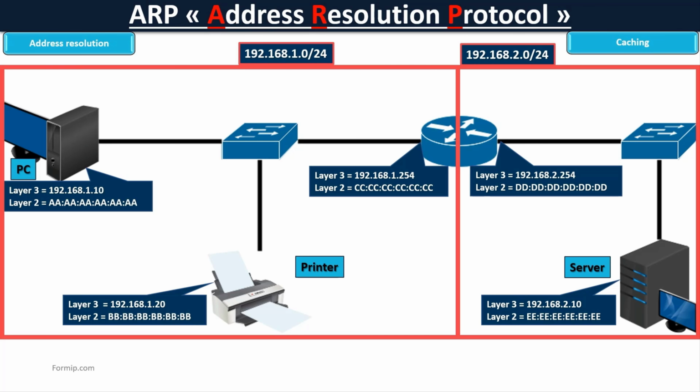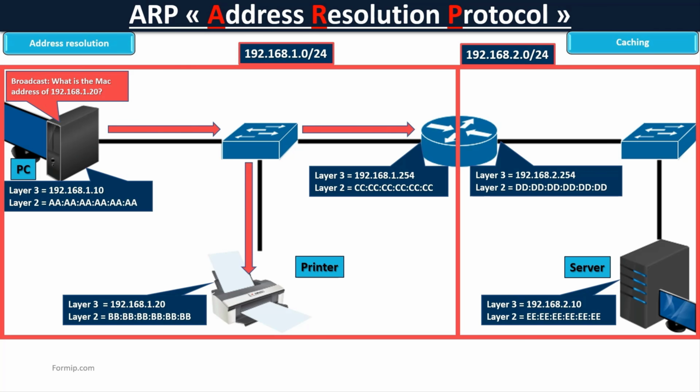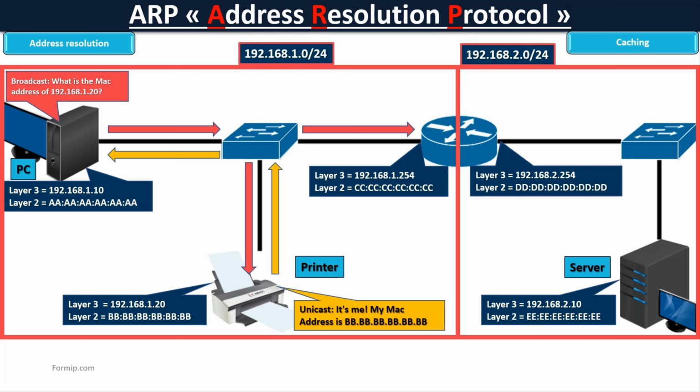Let's say that the PC, which has just been started, and therefore its ARP table is empty, wants to know the MAC address of the IP of the printer to start a communication. As it does not know it, it will send a broadcast to all devices of the same subnetwork to ask who owns the IP 192.168.10.20. The printer, which recognizes itself, will respond with a unicast frame, indicating its MAC address.